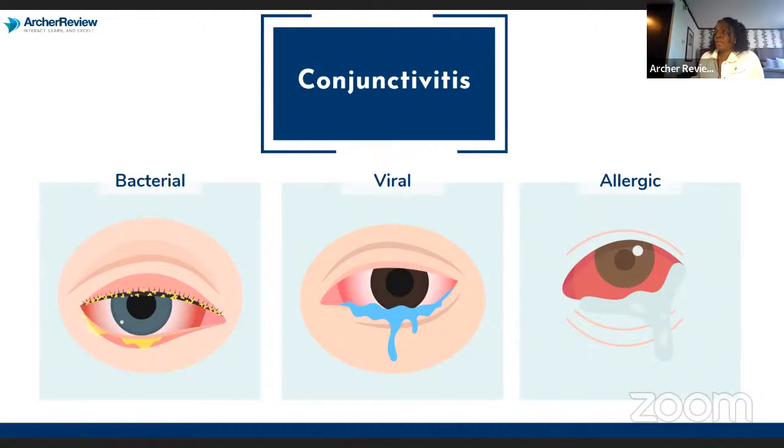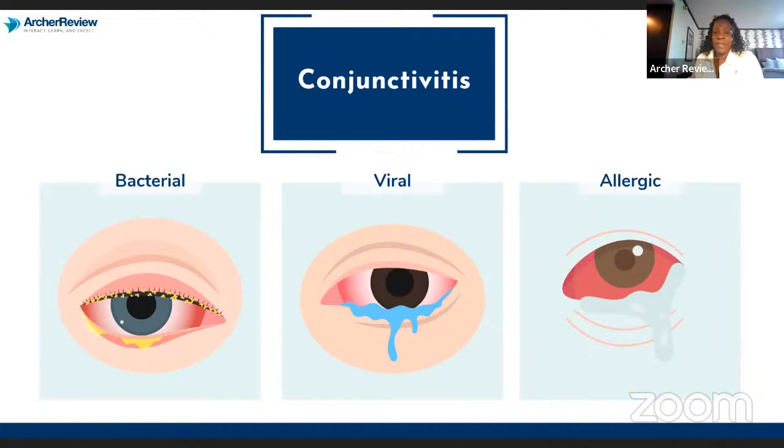Viral and bacterial usually start with one eye, and if it's allergies, it's usually both eyes. So that's another way to tell between bacterial and viral. If it starts in one eye and it stays in one eye, it could be pink eye. But if it's both eyes, more likely it's allergic conjunctivitis.